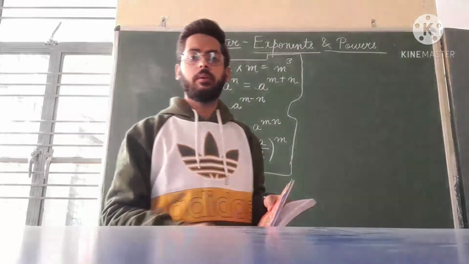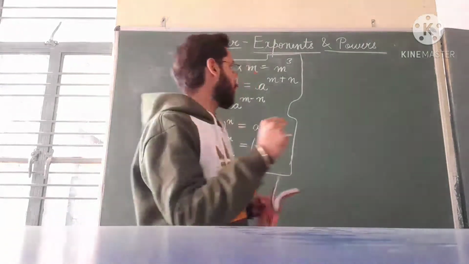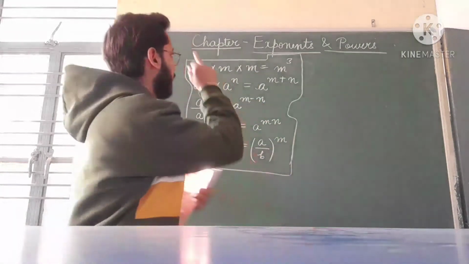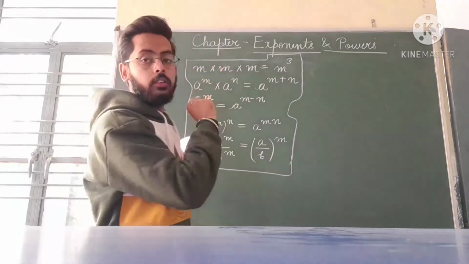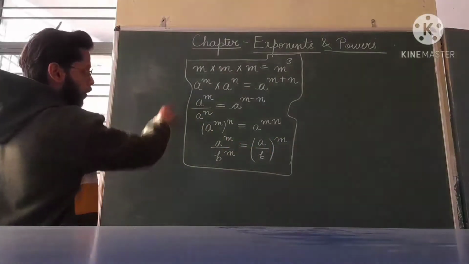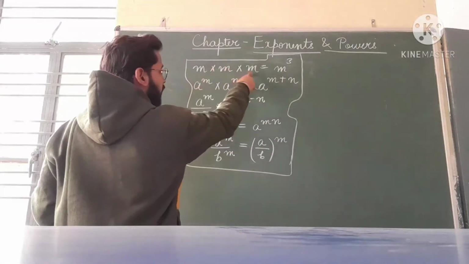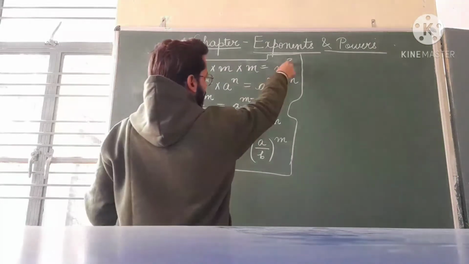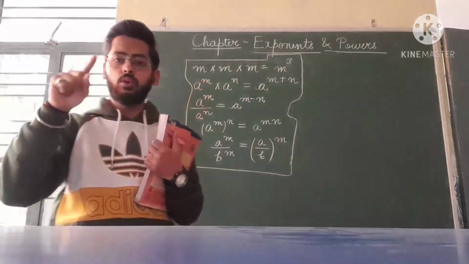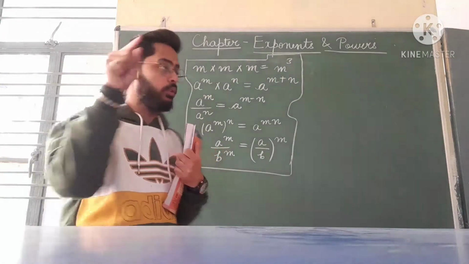As we all know, two chapters are completed and we are moving on to the next chapter, the third chapter, which is exponents and powers. In exponents and powers, first you have to write the formulas. If m is given 3 times, it will be considered as m cube. If m is considered 4 times, then it will be m to the power 4.